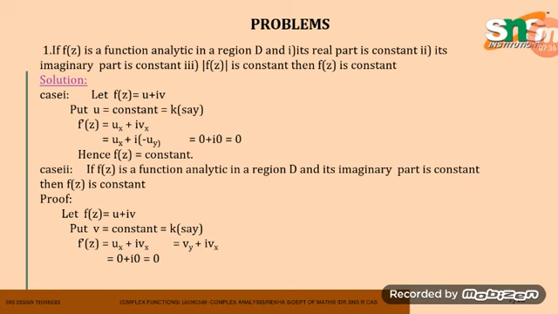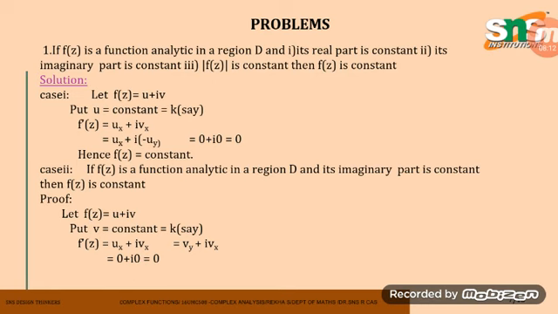And also a very important problem we are going to see, and it is a theorem-based problem. So f of z is a function analytic in a region D. Its real part is constant, or imaginary part is constant, or modulus of f of z is constant. If you assume these things, based on the assumption, finally you have to prove that f of z is constant. So we can see 3 cases here. In the first case, we assume the real part is constant, then you have to prove that f of z is constant. So let us take f of z equal to u plus iv.